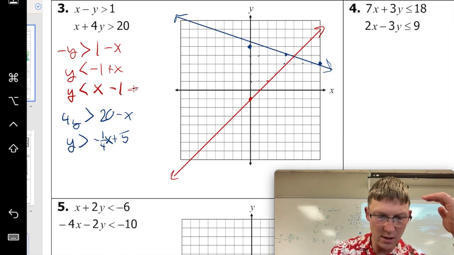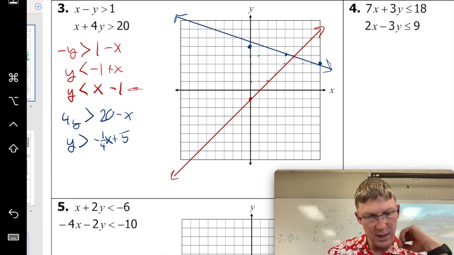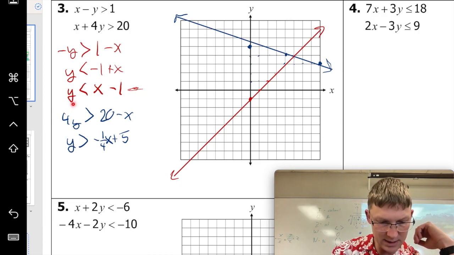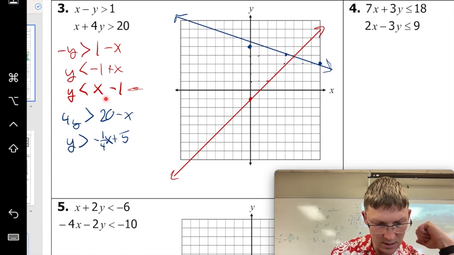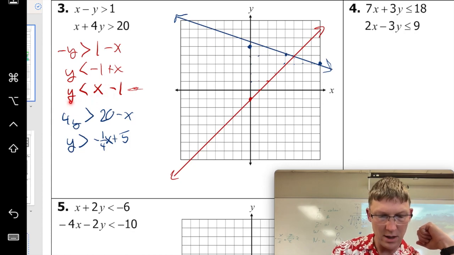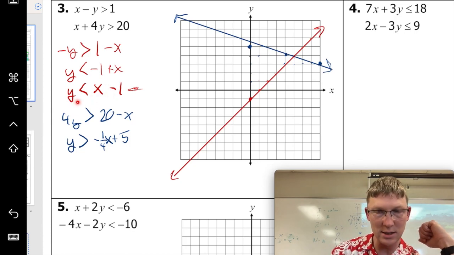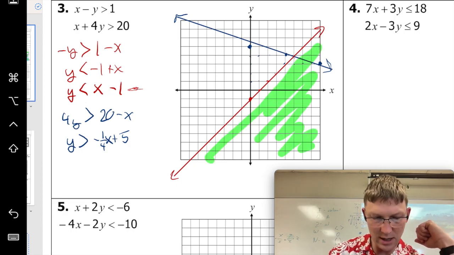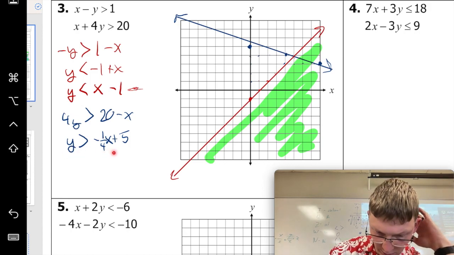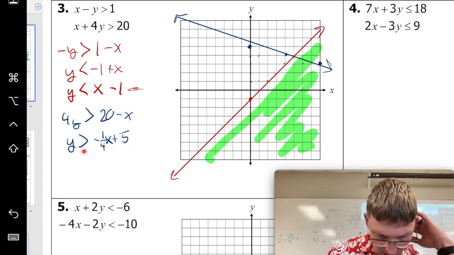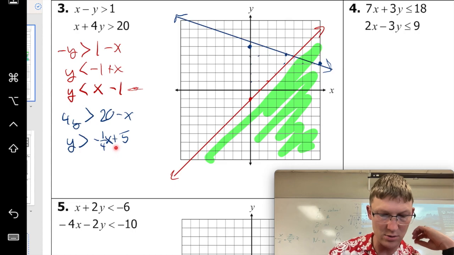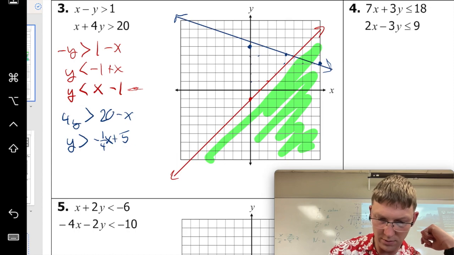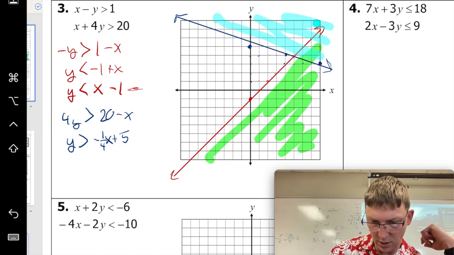So for this first one here, I'm going to plug my 0, 0 in. And it says 0 is less than negative 1. 0 is not less than negative 1. So that part gets shaded down there. So then we're going to go look at our blue one. We plug 0, 0 in there. 0 is greater than 5. 0 is not greater than 5. So this one, we're going to go that way.